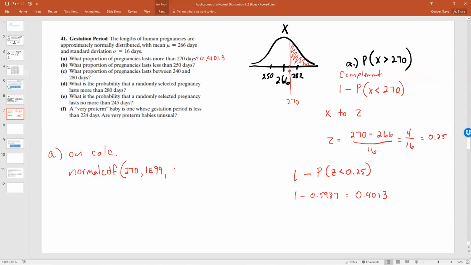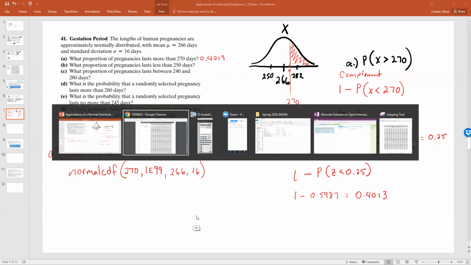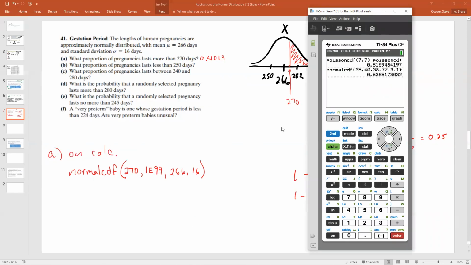And then we'll just plug in the original underlying mu and sigma. So 266 and 16. Let's plug it in. I like doing both because then it checks my work on the standard normal. Our lower bound is 270. And the way you get to the EE is right here, it's 2nd EE, above the comma, and then 99.